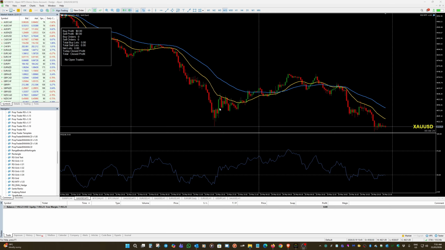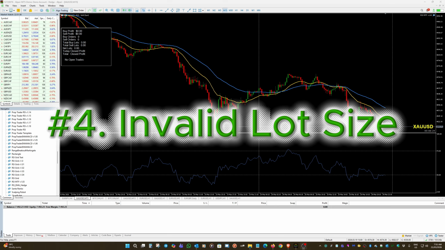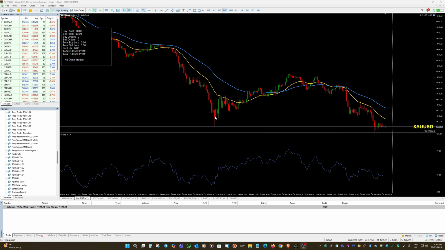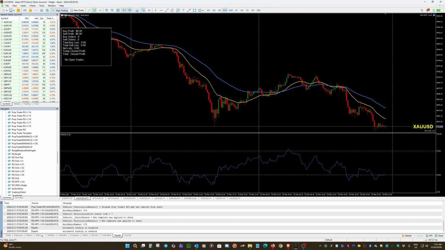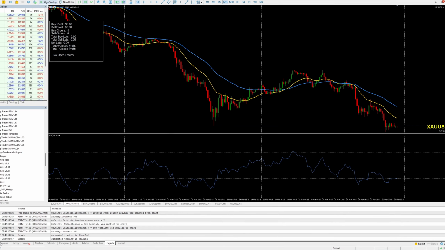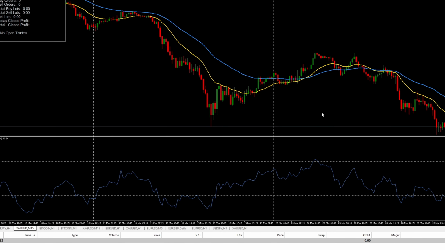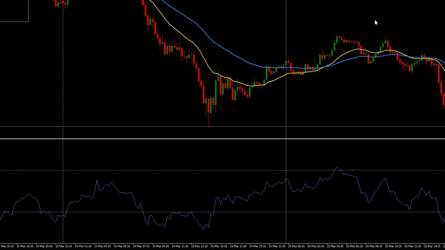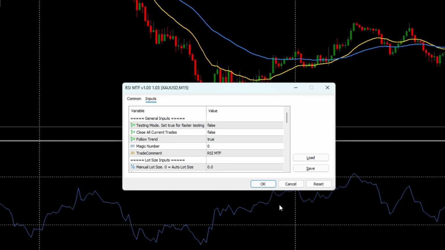Reason number four, we're going to look at invalid lot size, or your risk settings are not correct for your broker. This is trying to open a trade that is bigger than the maximum lot size that your broker allows. You would normally get this error message in your actual experts tab. So if you had a look there, you would actually see that. But the risk settings are usually placed in your expert advisor settings. So let's bring up the settings on this expert advisor, and I will show you for this example. Your expert will be different, but you'll find what I mean.